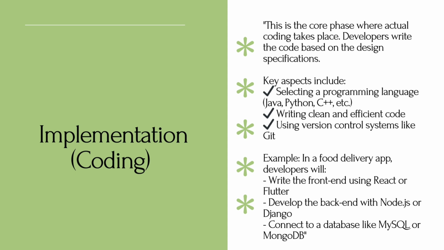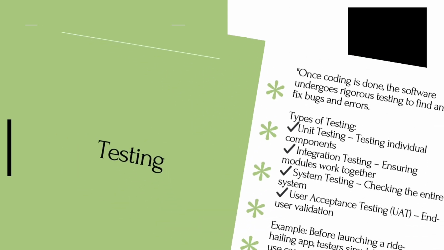Just for an example, in a food delivery app, developers will write the front end using React or Flutter, develop the backend with Node or Django, and connect to a database like MySQL or MongoDB.